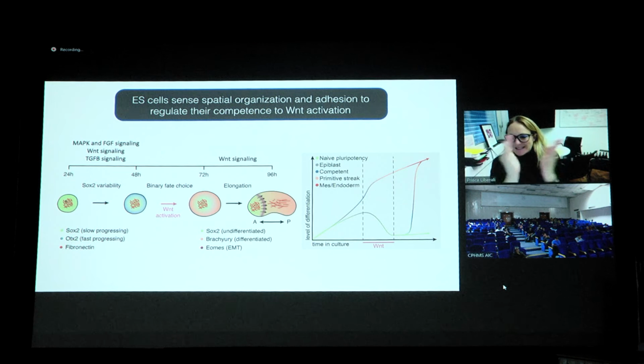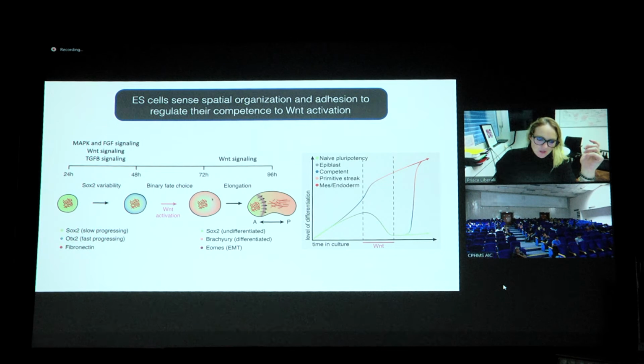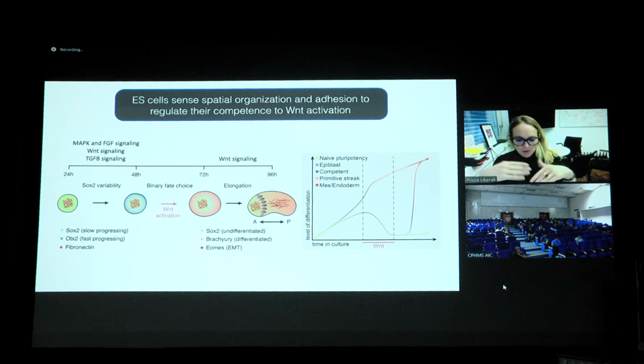This heterogeneity is actually reversible and it's not even huge, but this cell-to-cell variability of SOX2 still gives the cells a different responsiveness to Wnt. And so when we give a Wnt activation, there's this binary fate choice. Then there's some endogenous Wnt signaling activation inside the gastroloid that does not allow the full maturation. And so with a Wnt inhibitor, we are then able to even push further the elongation and the anterior and posterior axis of these gastroloids.